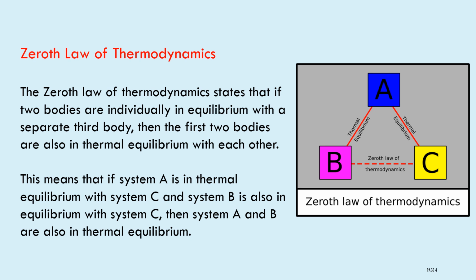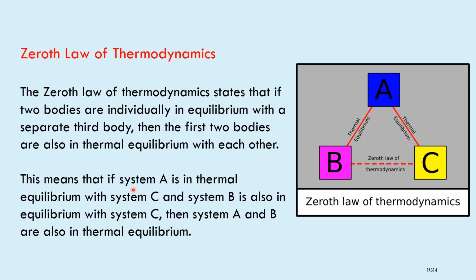Zeroth law of thermodynamics. The zeroth law states that if two bodies are individually in equilibrium with a separate third body, consider three bodies A, B, C. Body A is in thermal equilibrium with body C, and body B is in thermal equilibrium with body C. Both are individually in thermal equilibrium with the third body C. Then the first two bodies, A and B, are also in thermal equilibrium with each other.